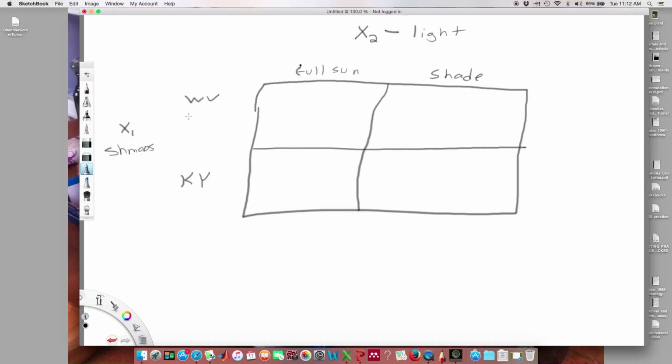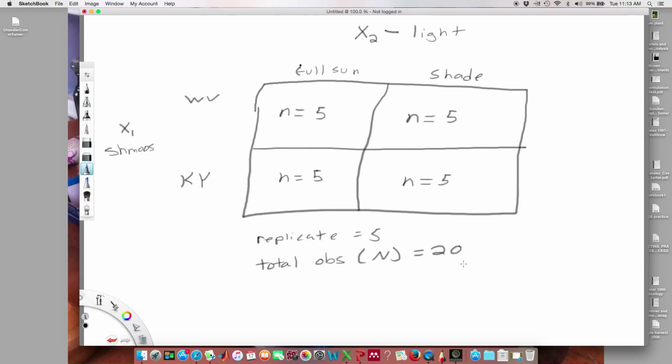Okay. Now you can see what I was talking about with replicates. We had 5 West Virginia individuals subjected to full sun, 5 West Virginia individuals subjected to shade, and the same with Kentucky, 5 individuals subjected to each light source, to give us a replicate number of 5 and a total observation number, which we'll denote with a big N, of 20.